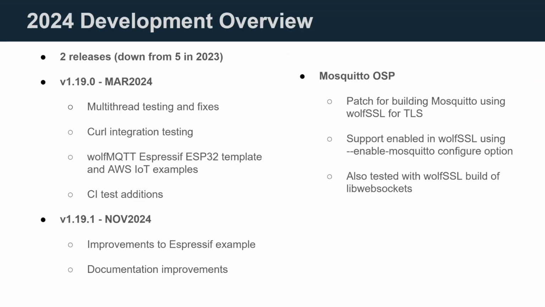So let's talk a little bit about what we did last year. As you can see, we've been pretty busy adding features and improving the library. We aim for quarterly releases, though we make some exceptions for critical issues that might get reported. As wolfMQTT matures, we'd expect the development to taper off, and this was a little evident last year with only 2 releases. We improved the multi-thread functionality and added more testing to catch issues in the future.